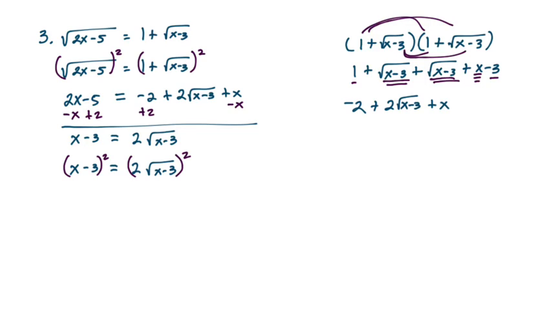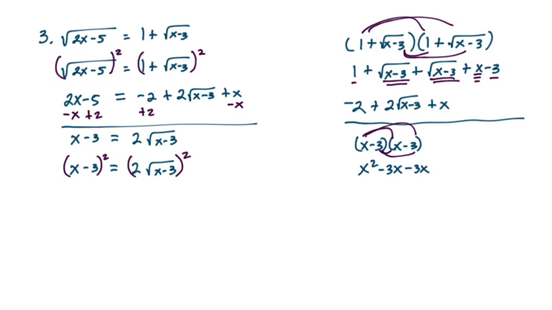So on the left, we have x minus 3 quantity squared. Again, this is a FOIL situation. We've got to multiply out 2 x minus 3's. So the first terms, we get x squared. Multiply the outer terms, you get minus 3x. The inner product is also minus 3x. And the last product is 9. And so we're going to get x squared minus 6x plus 9. And so let's go ahead and plug that in.